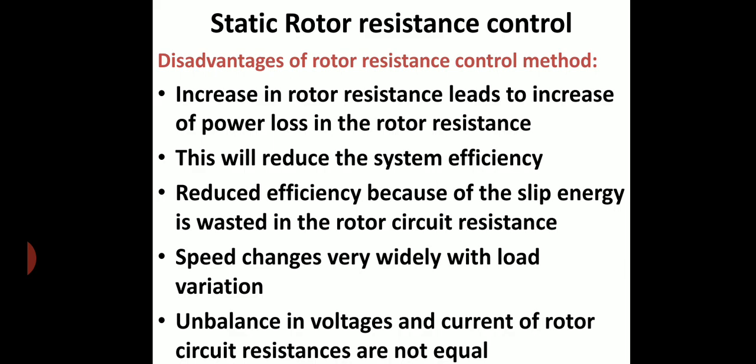Some disadvantages of the rotor resistance control method. Increase in rotor resistance leads to increase of power loss in the rotor resistance. So this will reduce the system efficiency, because slip energy is wasted in the rotor circuit resistance. Speed changes vary widely with load variation. Unbalance in voltages and currents of the rotor circuit, as the resistances are not equal.